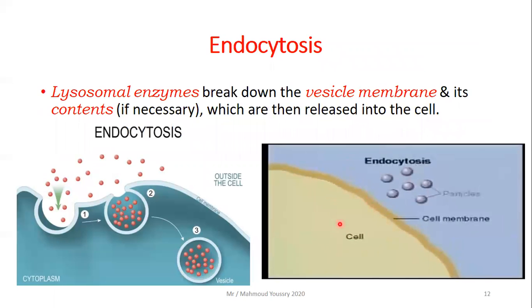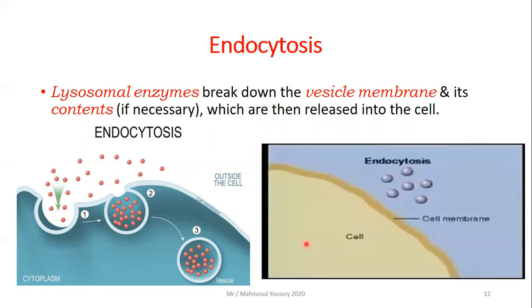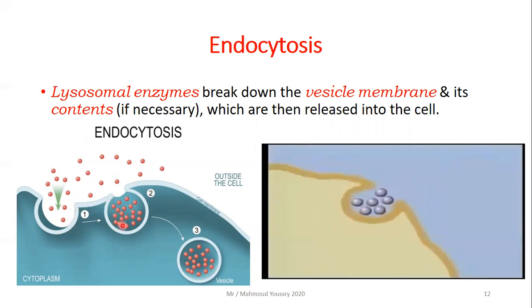As you can see in this GIF, these are the materials that the cells need to take inside the cell. So the cell membrane forms a pocket around these materials and they get into the cell to stick to a lysosome and the process begins. This is an illustration of endocytosis, taking some materials inside the cell.